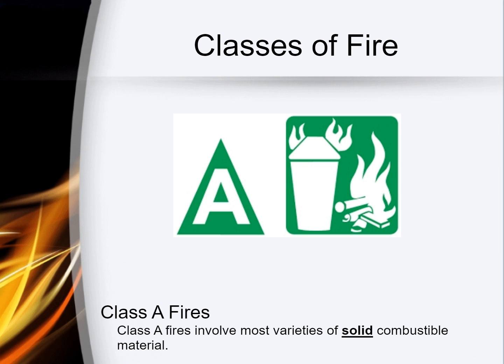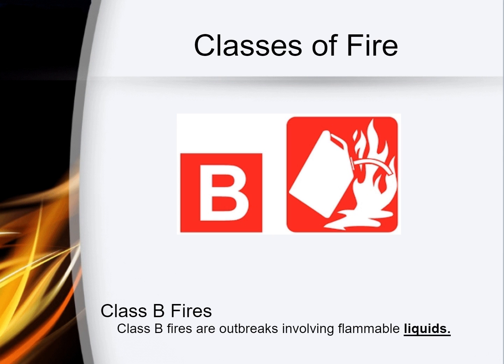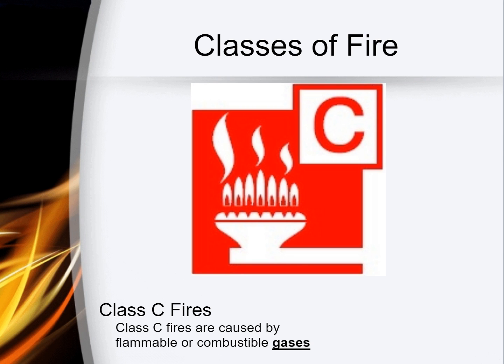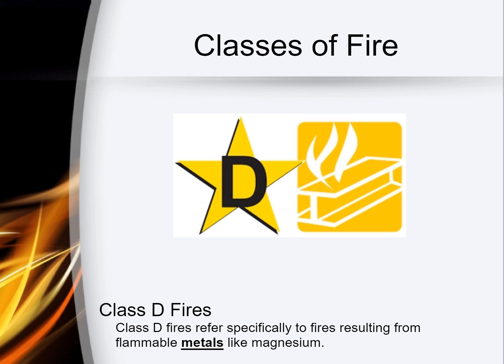If we look at Class A fires, a Class A fire involves most varieties of solid combustible material. Class B fires are outbreaks of fires involving flammable liquids. Class C fires are caused by flammable or combustible gases. Class D fires refer specifically to fires resulting from flammable metals like magnesium.